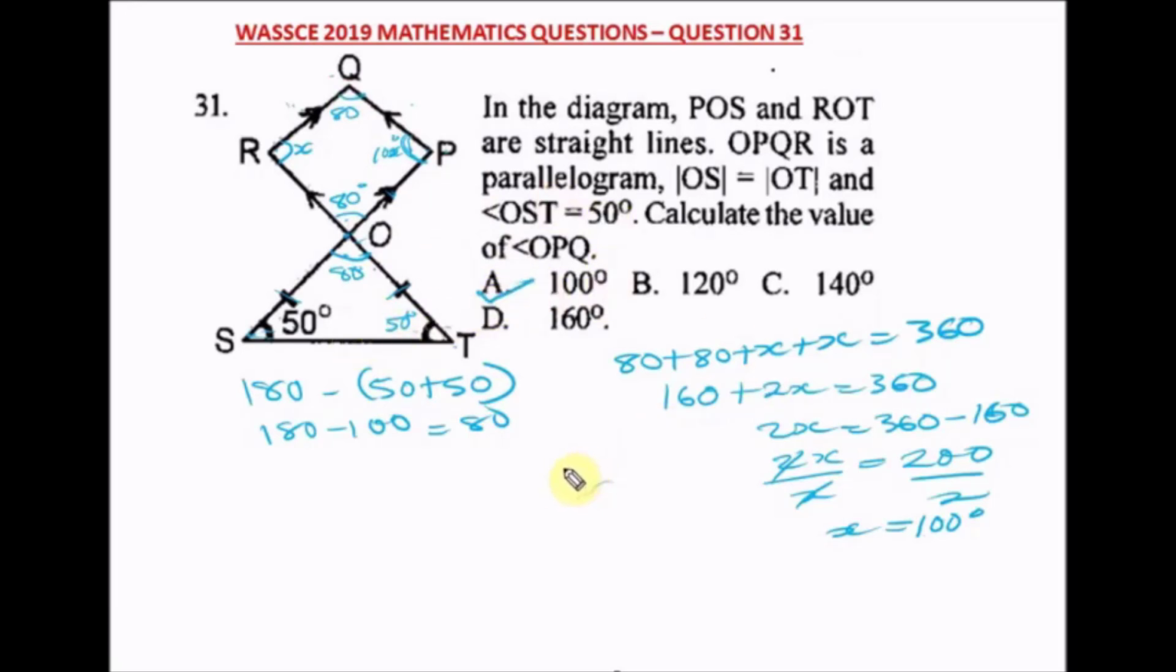In these questions, remember the properties of your triangles, your quadrilaterals, your parallelogram, your trapezium, rhombus. Remember all those properties, so it will be easy for you, when you see shapes like this, to calculate whatever angle the question asks you to find.